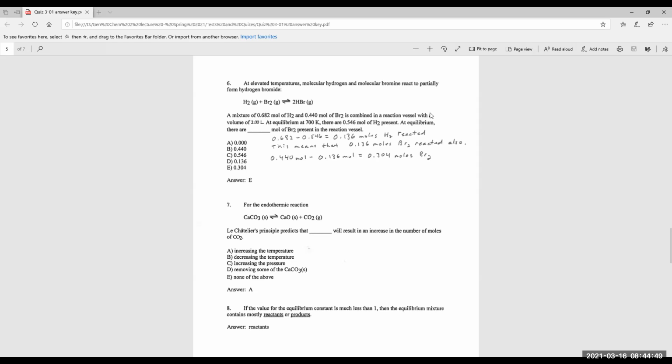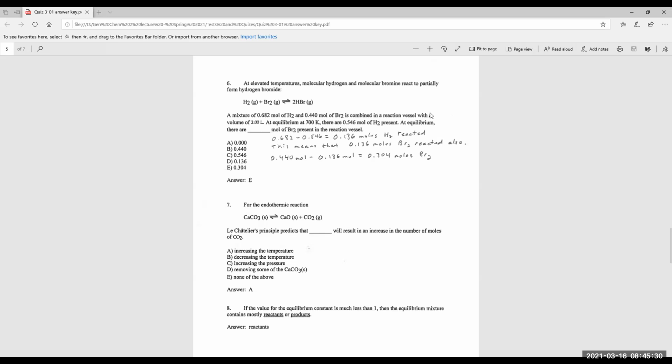Okay, and number 6. Number 6, we're told that H2 and Br2 react to form 2 moles of HBr. And then we're given some number of moles of H2 and Br2 that are in the reaction vessel. And then we're told that at equilibrium, there's 0.546 moles of H2. And then we're asked to solve for how many moles of Br2 there are at equilibrium.